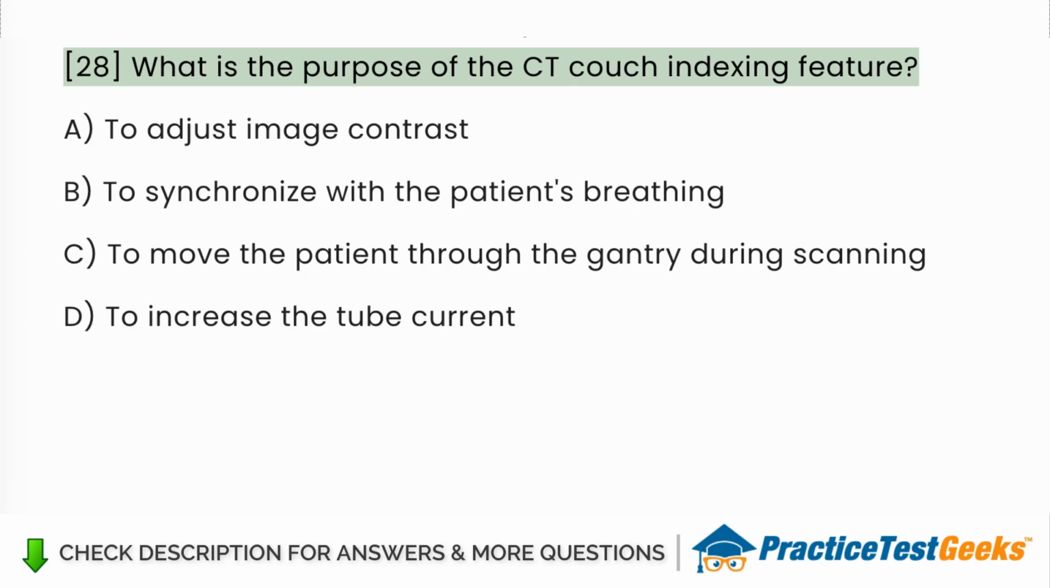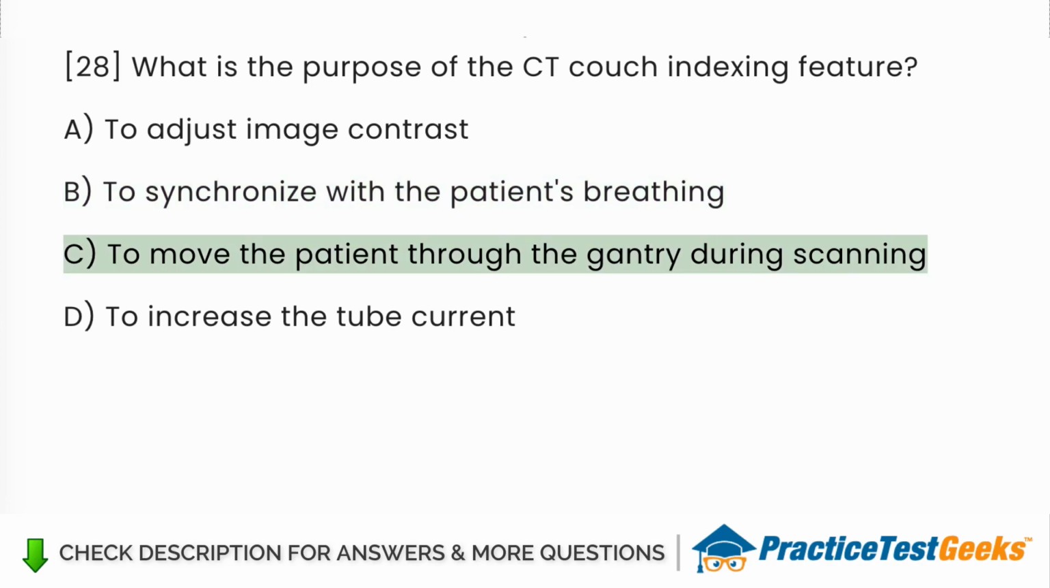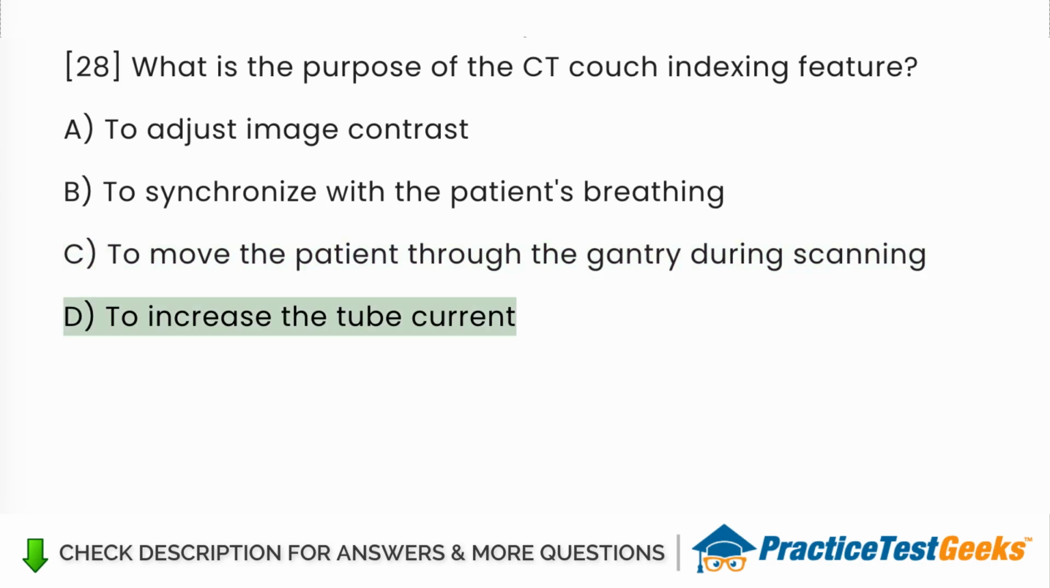What is the purpose of the CT couch indexing feature? A. To adjust image contrast. B. To synchronize with the patient's breathing. C. To move the patient through the gantry during scanning. D. To increase the tube current.